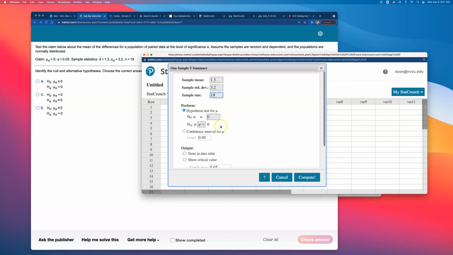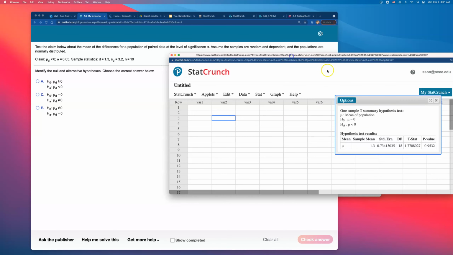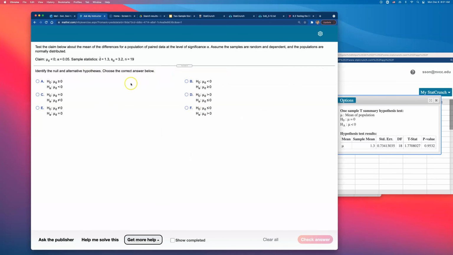And what are we assuming? Well, the alternative first: that mu of d, the differences, is less than 0. The null is assuming that it is greater than or equal to 0. So that's really all we need. I have my numbers there. I just need to enter these and define this hypothesis for them. So the alternative is assuming that it is less than 0.